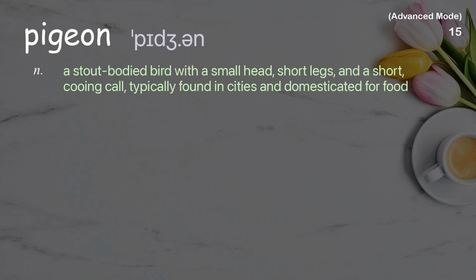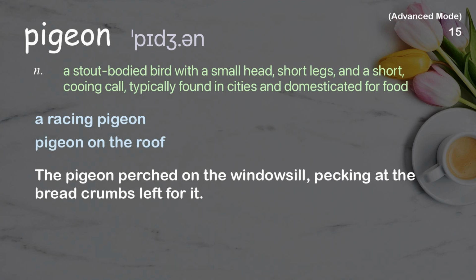Pigeon. A stout-bodied bird with a small head, short legs, and a short, cooing call, typically found in cities and domesticated for food. Examples: A racing pigeon, pigeon on the roof. The pigeon perched on the windowsill, pecking at the breadcrumbs left for it.